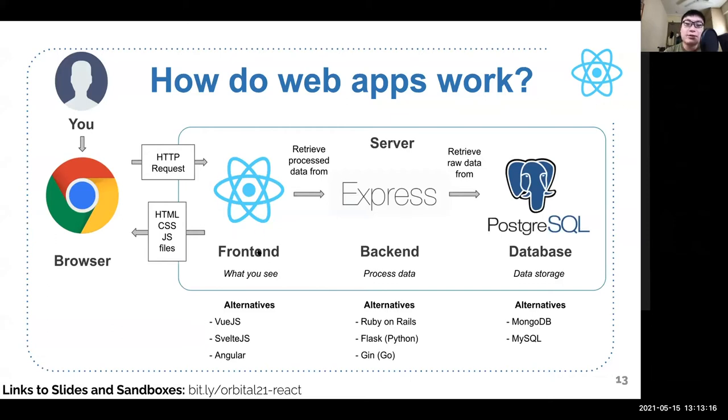Then the front end will usually retrieve some data from the back end. The back end is a server somewhere that is processing and keeping the data that you need. This back end could possibly be linked to a database as well, where it stores some data. And the back end will send a response to the front end so that your front end sees the data that it needs to see.